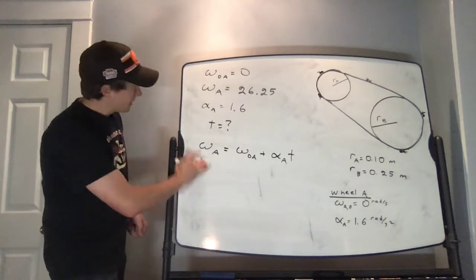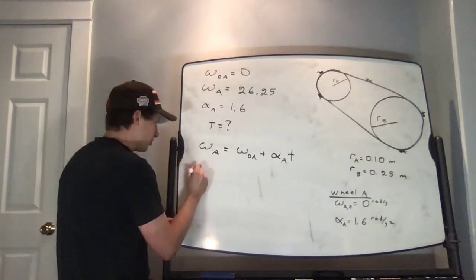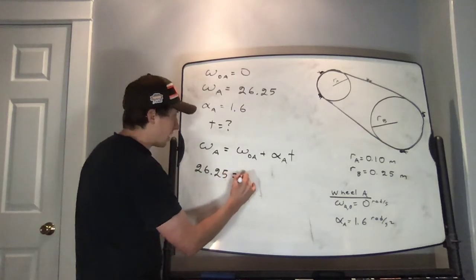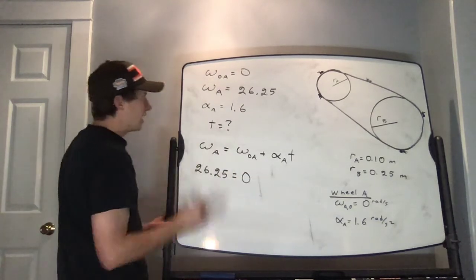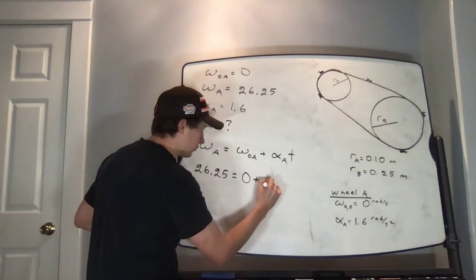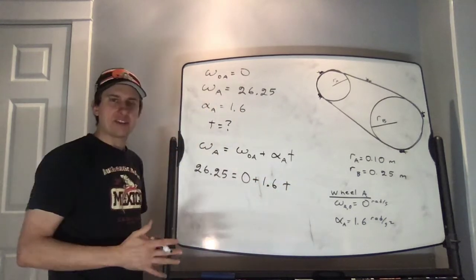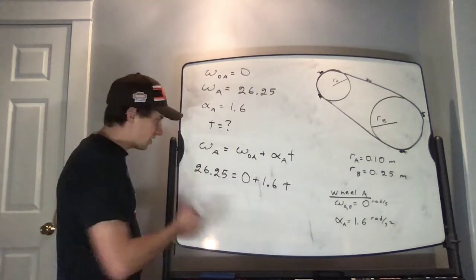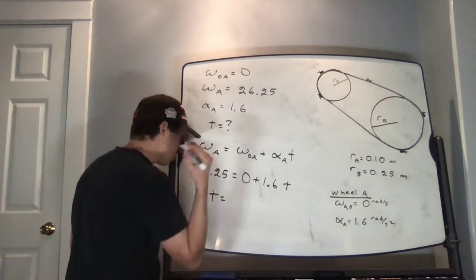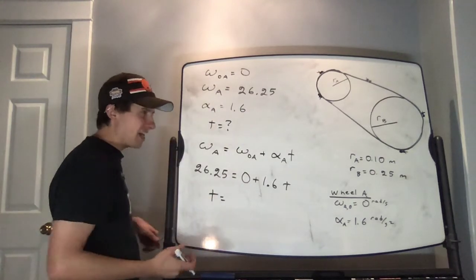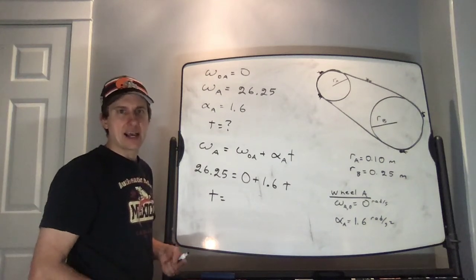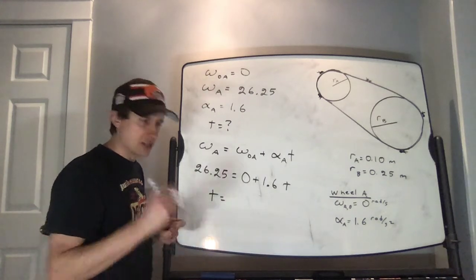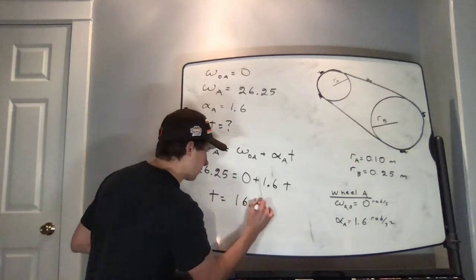So wheel A, the final angular velocity is 26.25 radians per second. The initial angular velocity of wheel A we set to be 0. The angular acceleration of wheel A we set to be 1.6, and we're trying to find the time it takes wheel A to achieve this angular velocity. And if I put these numbers in a calculator, I find the time it takes wheel A to achieve this final angular velocity, which is the same as saying how long does it take wheel B to achieve an angular velocity of 10.5 radians per second, is 16.4 seconds.